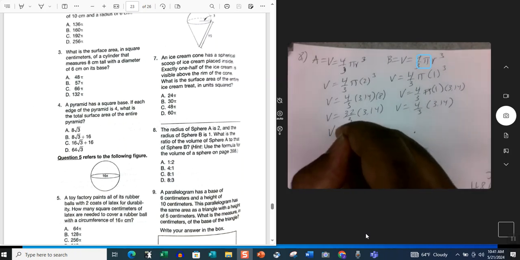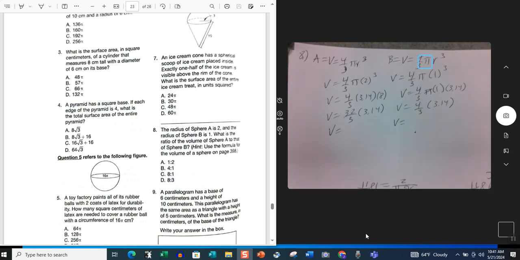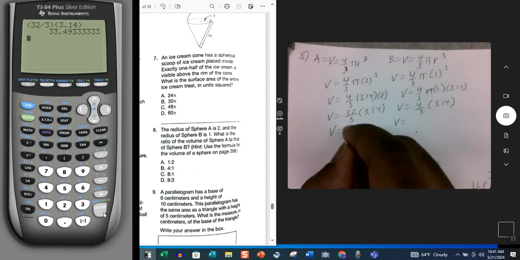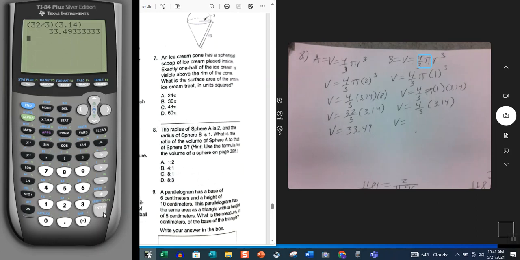Now we would take our calculator. You all know how to put a fraction in the calculator. So I'm going to use this other calculator here. So we will have 32/3. Now you know you will press your N over D key. So this is 32/3 times 3.14. And that would give me approximately 33.49.